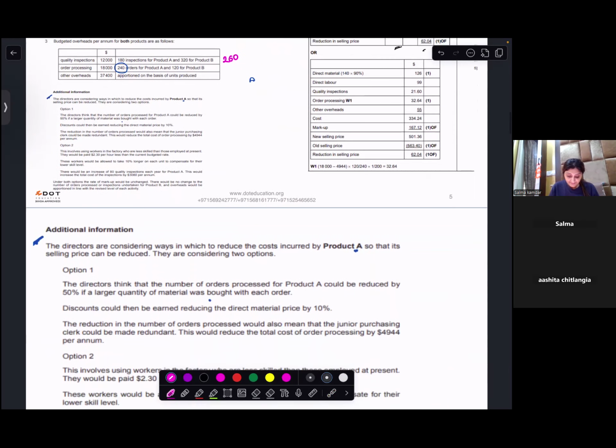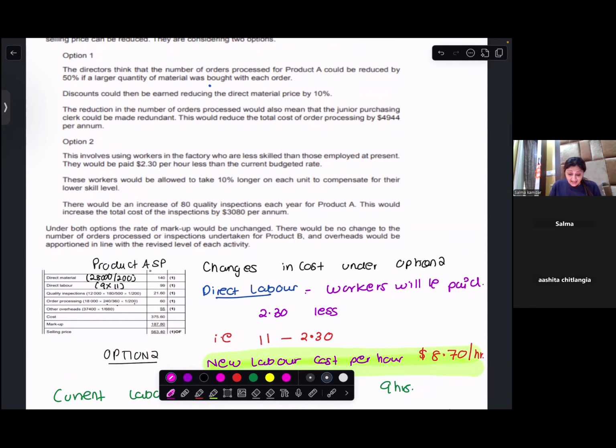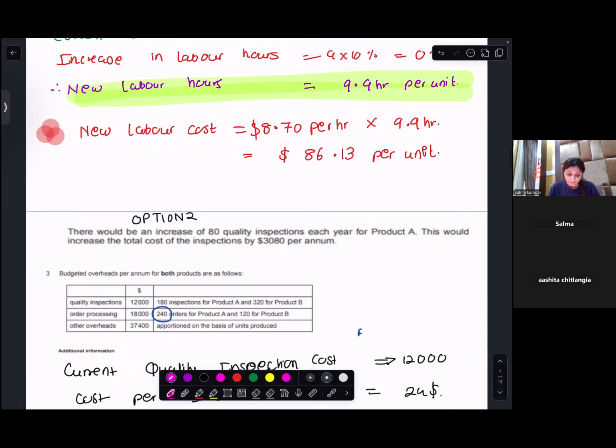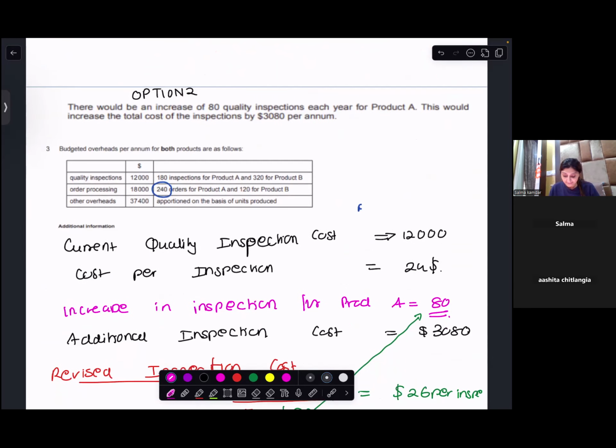Are you okay with me? Yeah. And this would increase my inspection cost by 3080. The initial inspection cost was 12,000. Now this would become 3080 more. Are you with me? Yeah. So the current inspection cost was how much? Current inspection cost was 12,000.